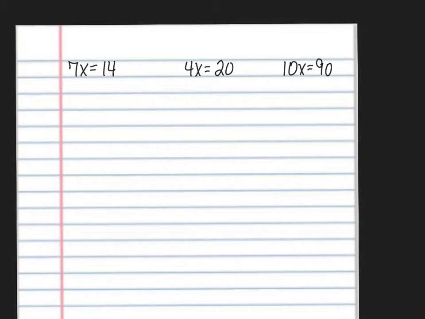All right, let's work these out. Divide by 7, cross out. What's my answer? X equals 2. Divide by 4, cross out. What's my answer? What's 20 divided by 4? That would be 5. Divide by 10, cross out. What's my answer? 90 divided by 10 is 9.